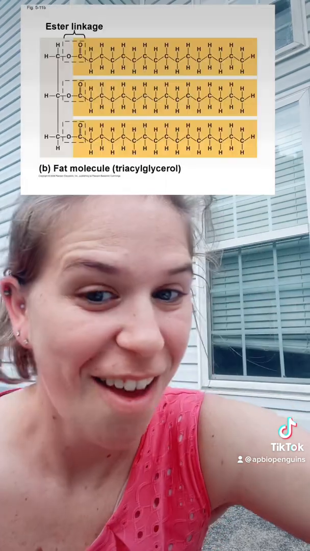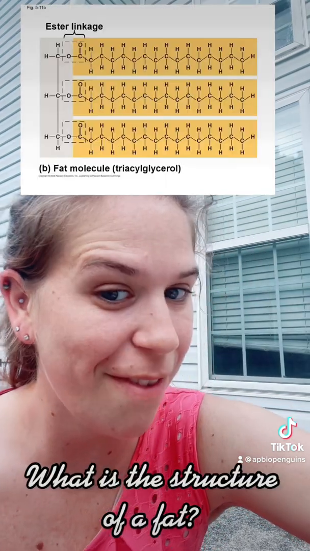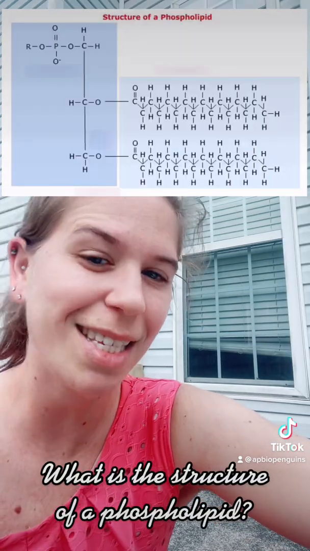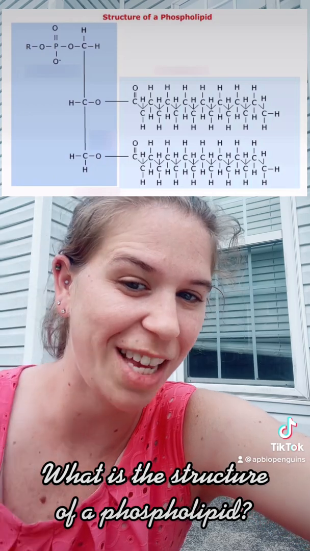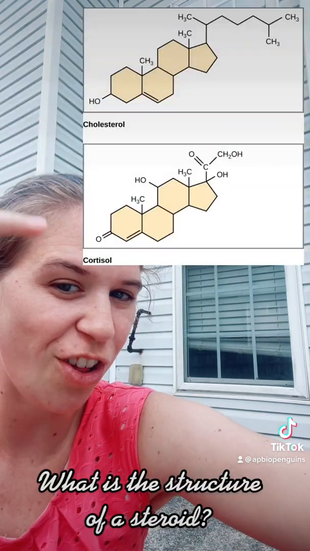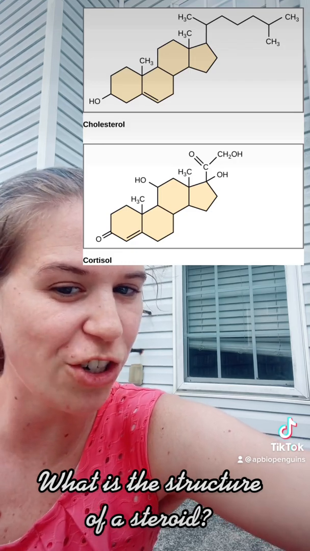Let's talk about lipids for a second. So there's 3 different lipids. You have fats, you have phospholipids, and you have steroids. Fats are made of a glycerol and 3 fatty acids. And as you notice here, the phospholipid still has 2 fatty acids, but we replaced one of the fatty acids with a phosphate group. And steroids are made up of 4 fused rings. So you see here in cholesterol and cortisol, we have that 4 fused ring structure that makes up our steroids.